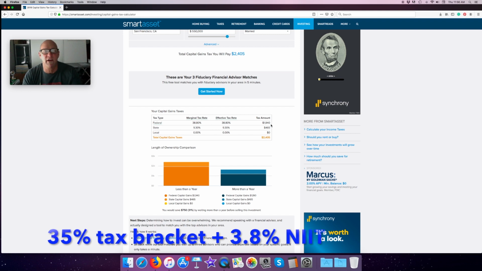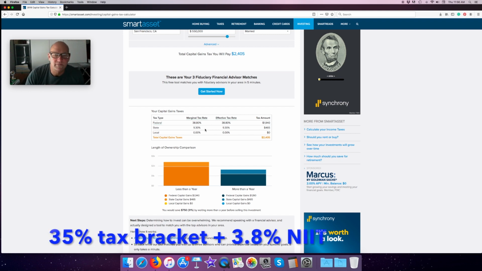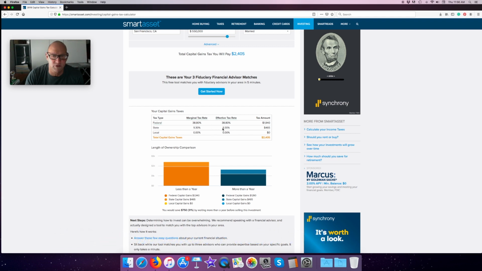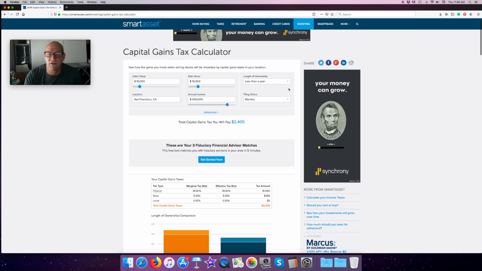Remember, this is only on $5,000, you guys. The state of California, once again, does not have a differentiation for short or long-term gains, so you're at 9.3%. You're going to pay them $465 for a total of $2,405 in total tax. Now, if we held that same for more than 1 year, you guys, it drops down to $1,190 for the feds, saving you $750 on $5,000.